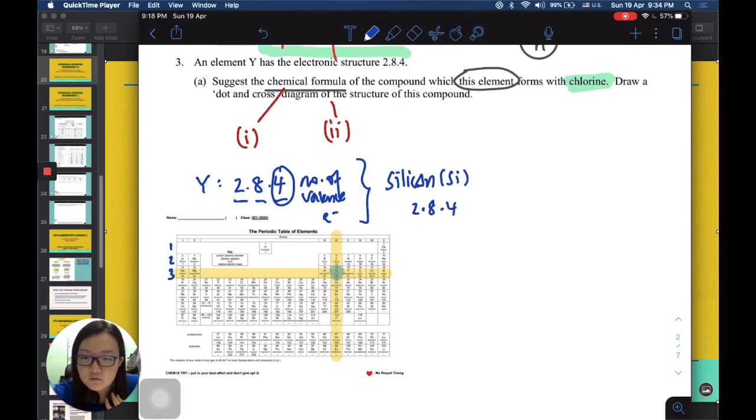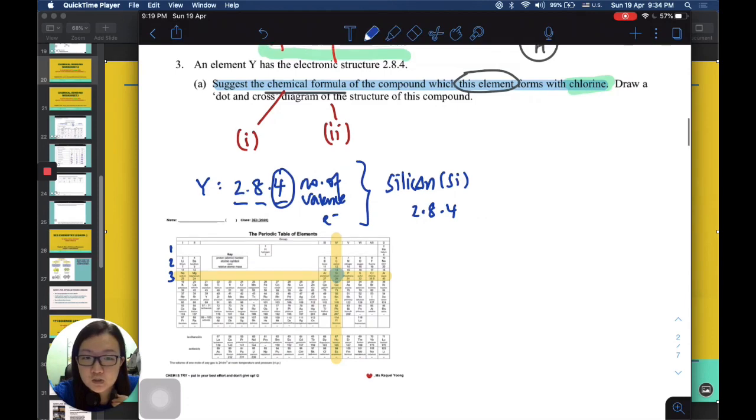Hopefully, if by now you still didn't know how to use this trick, this is very, very clear to you. So back to the question, you need to suggest the chemical formula of the compound which this element, which now we know is silicon, forms with chlorine, and draw a dot and cross diagram of the structure of this compound.